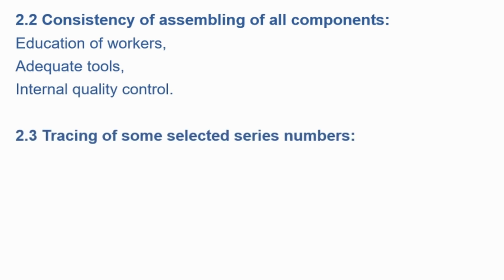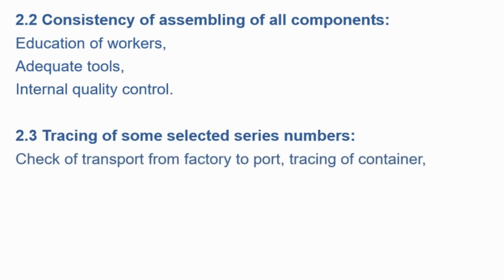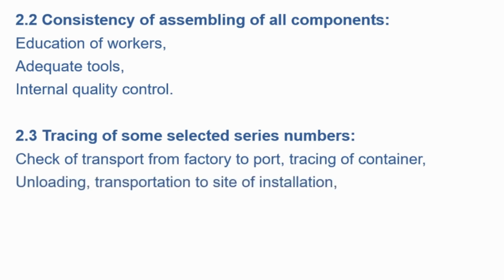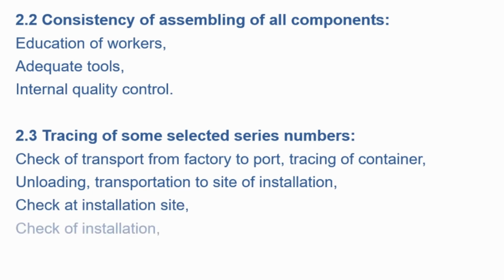So you can check some selected serial numbers, you do some tracing. So you start from the factory to the port, you trace the container, and at the delivery site of the project, you check the unloading and the transportation to site of installation. Because on all these parts of the transportation, there could be some fraud, some exchange to modules of inferior quality. And also at the installation site, so they're not exchanged.